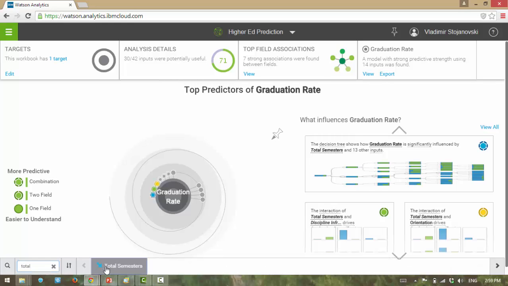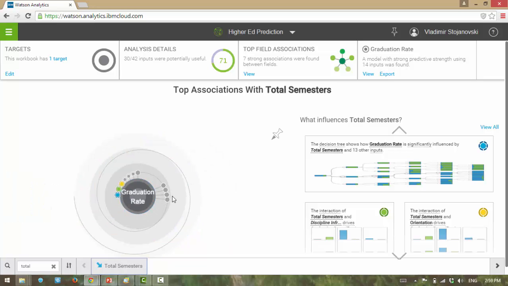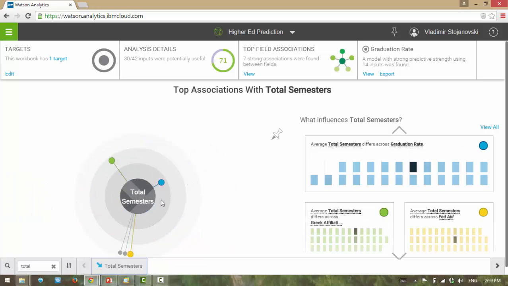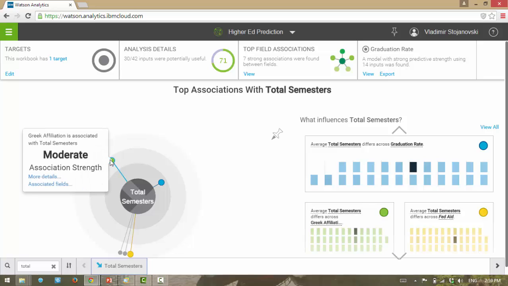I will simply drag total semesters into the middle of the bullseye. And now what Watson Analytics gives me is the top influencers of total semesters. And what I find here is that Greek affiliation is a very significant influencer of how long students spend on campus. This is clearly an area that, if I make the right investments in, would lead to my students spending more time on campus and thus be much more likely to graduate.